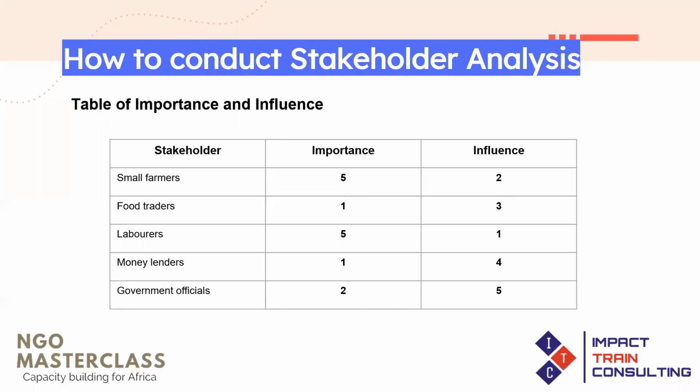Now, the money lenders do not have any importance in that project, but they have somewhat high influence because they lend people money, and so they can tell people not to participate in that project. So these people can become your blockers. And the government officials, they do not have any importance on the project, but they have a lot of influence.